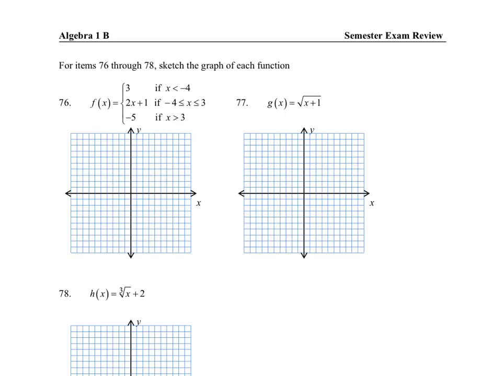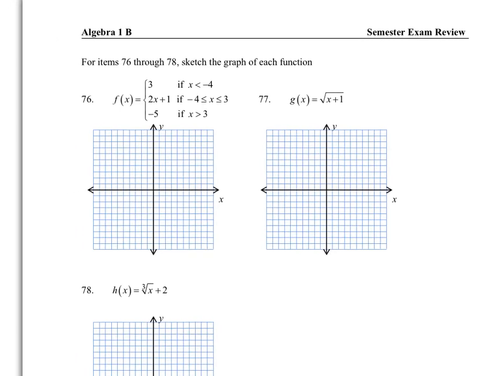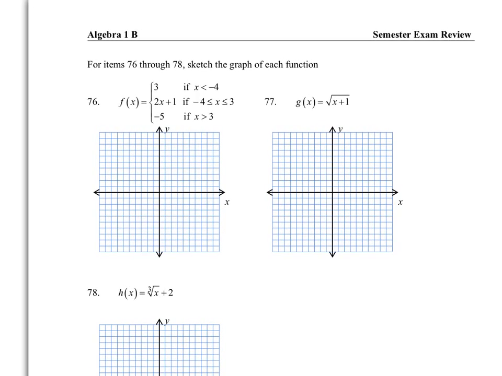For items 76 through 78, sketch the graph of each function. 76 is a piecewise function. So, as I explained with the previous problems, I like to find a starting point and an ending point and graph it that way. You absolutely can use slope and one of the points to work that way too, but I'm going to do it this way. So when x is less than -4, that means I'm going to have this kind of barrier at x equals -4.